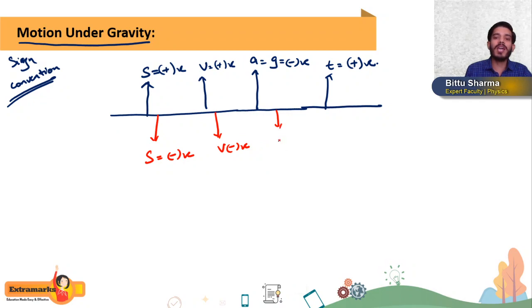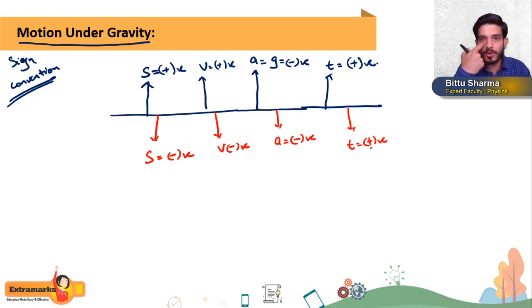Acceleration due to gravity a, again we will take negative, and time we will take positive. So remember this thing: time is always positive and acceleration due to gravity g is always negative. I hope you are getting it. Acceleration due to gravity g is always negative. Why is it negative, students?